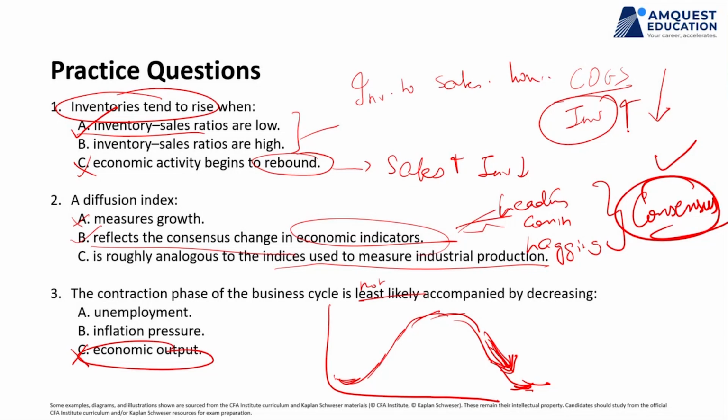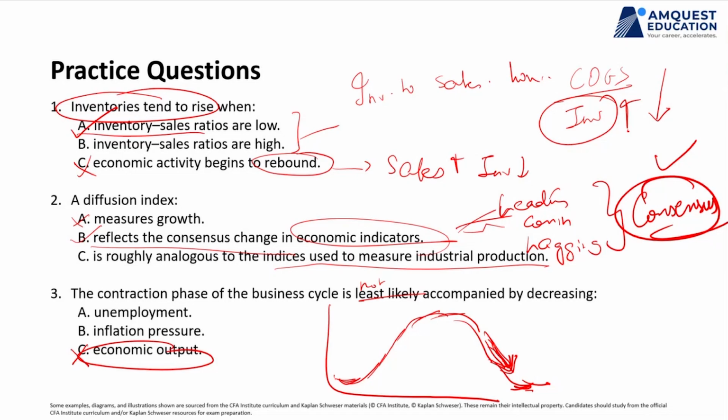What else? Is it not accompanied by decreasing, okay. So is it accompanied by decreasing inflation or decreasing unemployment? See, the question is not accompanied. So you need to think about what is normally accompanied. It is obviously accompanied by economic output decreasing. What are the other things it is accompanied by? You can eliminate that also. Is the unemployment decreasing or is the inflation pressure decreasing?